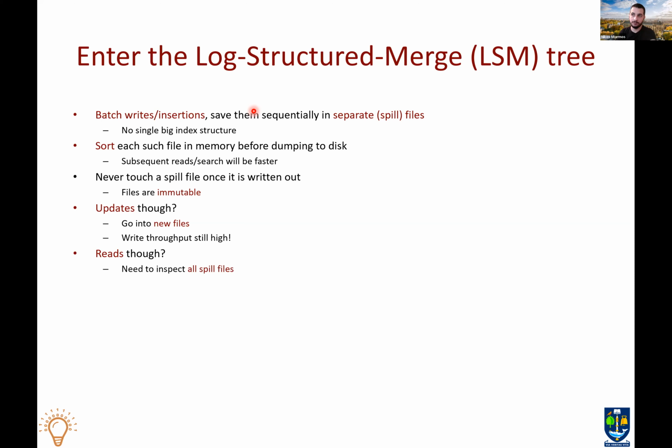So reads now, they will need to inspect all of these spill files. Not good, as we said, right? So how can we solve it? Well, we do a merge. That's the merge part of the name. So every now and then, there is a process running in the background that would go through all of these spill files and would merge them. Remember, these are already sorted. So merging means that I can go through these files 2 at a time, or more than 2 at a time, and merge together those updates to the correct versions.